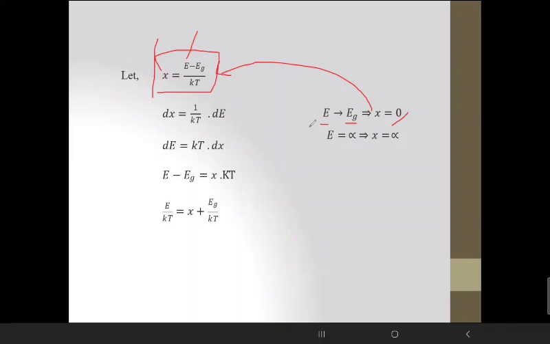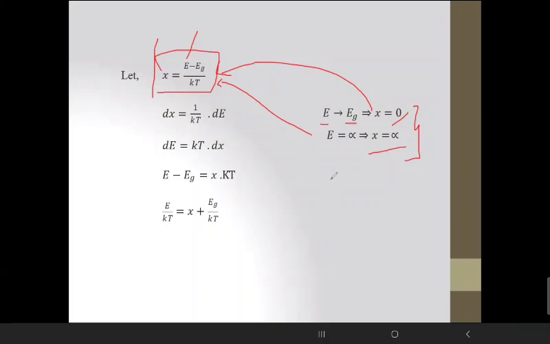Then again, when E becomes infinity, you apply it here, and x also becomes infinity. So now, this is our new limit.